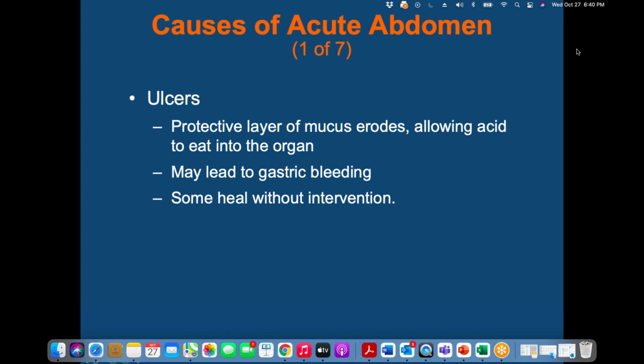Any thoughts? You can put it in the chat box. I just need to see some interaction with you guys. Anybody there? I'm here. Okay. So why can't we give aspirin to a patient who has bleeding ulcers? Any thoughts?